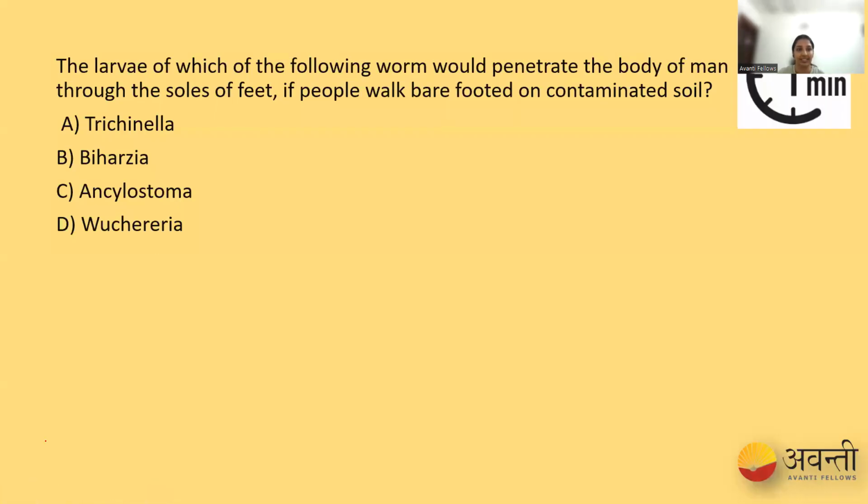So question number 1 says the larva of which of the following would penetrate the body of man through the soles of feet if people walk barefooted on the contaminated soil. Option A says Trichinella, B is Bezaria, C is Cyclostoma, and D is Wucheria.